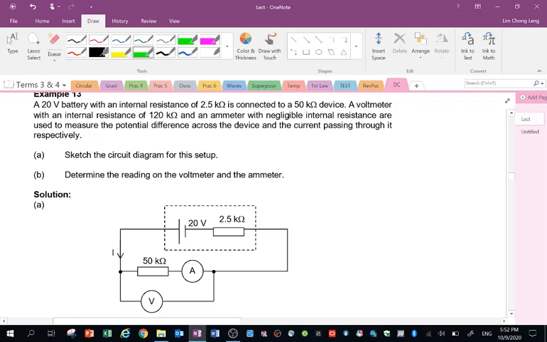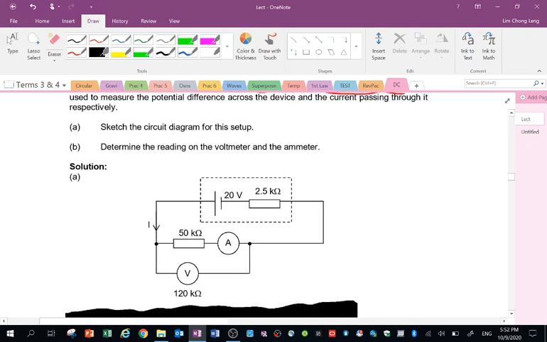Battery with internal resistance all enclosed in the dotted box. The 50 kilo ohm is in series with the ammeter and then in series with the battery. The voltmeter is always placed across the component, right? The ammeter is regarded as having negligible resistance, so you have to take note of this one.